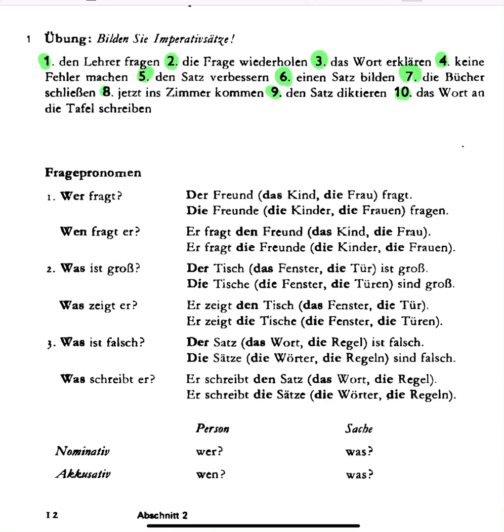The other sentence, we go to the Fragenpronomen, the question form, okay? Pronouns, the question form. We can use wer and wen and was. For the nominative, when we would like to make a question, we use wer and was. For the human, we usually use wer, and for the object, we usually use was. But for the accusative, for the persons, we use wen, and for the object, we can use was also. Okay?